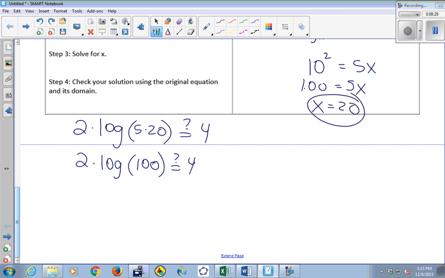2. You could type it in your calculator because you have a log button on your calculator. Or you can remember that there's a little hidden base there of 10, right? And it's asking you what exponent do you put on the 10 to make a 100? A 2. So this says 2 times 2. Does that equal 4? Yes. So our solution works.